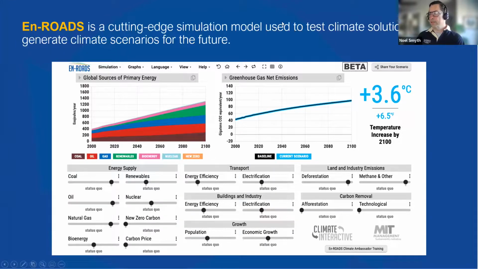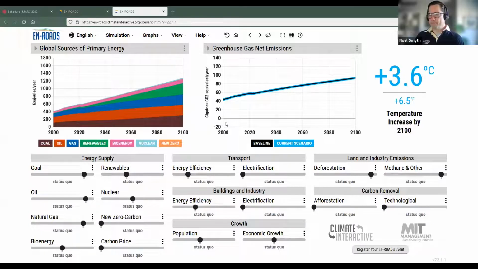I'm going to go ahead and switch over to the tool. Let me go ahead and share that screen. And let's walk through the tool at a high level. You can see we've got a number of graphical views. We start here on the right, and this is our goal: to get this 3.6 C down to somewhere below 2 and hopefully close to 1.5 C.